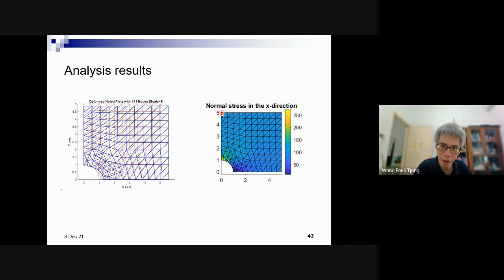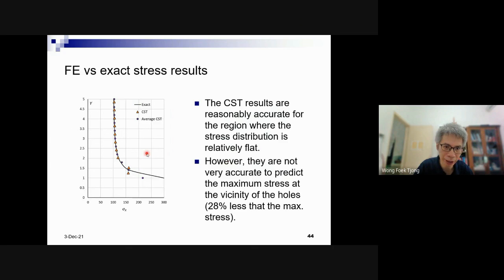This is close to 100 because following the stress here, but here becomes high stress, okay? High stress region. Okay, this is the CST element results using reading from the centroid and using the average.